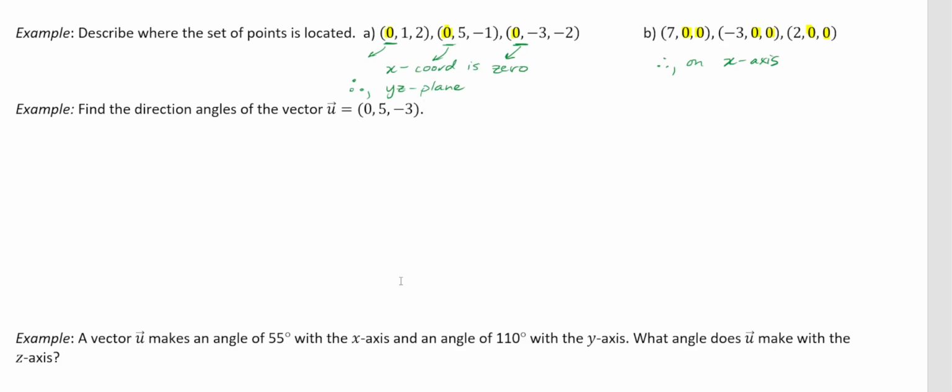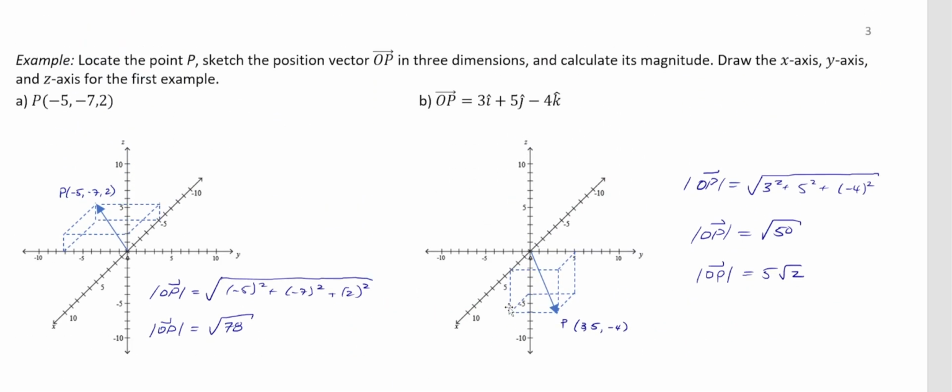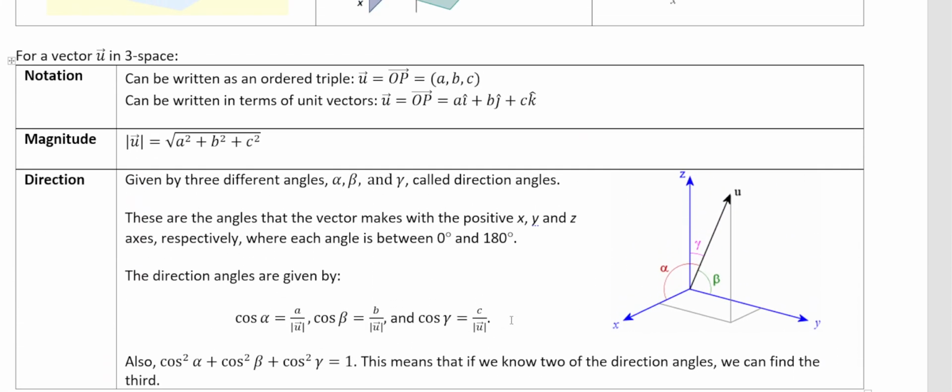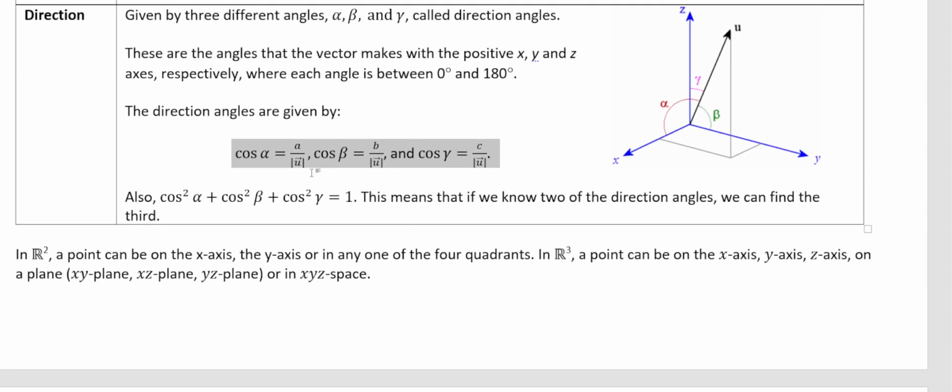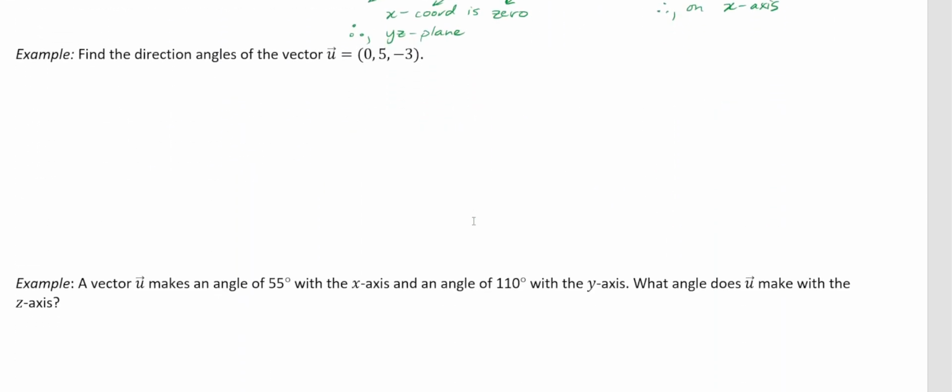Okay, it says find the direction angles of vector u = (0, 5, -3). So there's my A, there is my B, and there is my C. I'm going to go ahead and give all the different formulas that we use to find the direction angles, so I'll write those out. You can see that in each of these formulas, I need the magnitude of the vector for the denominator.